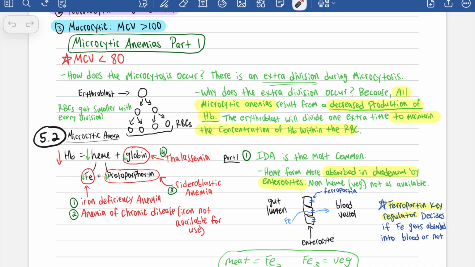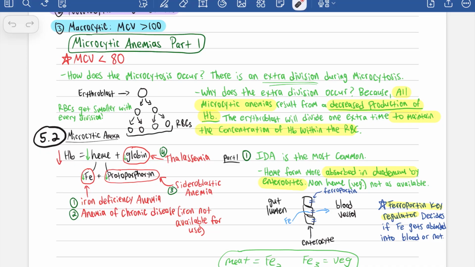The first type of microcytic anemia we're going to go over is iron-deficiency anemia, or IDA. And this one's probably the easiest, I think, just because it tells you in the name exactly what it is. It's like in your face, iron deficiency. This is commonly seen in vegans, or people that have heavy menstrual cycles, or maybe you're not vegan, but you just don't eat a lot of red meat.